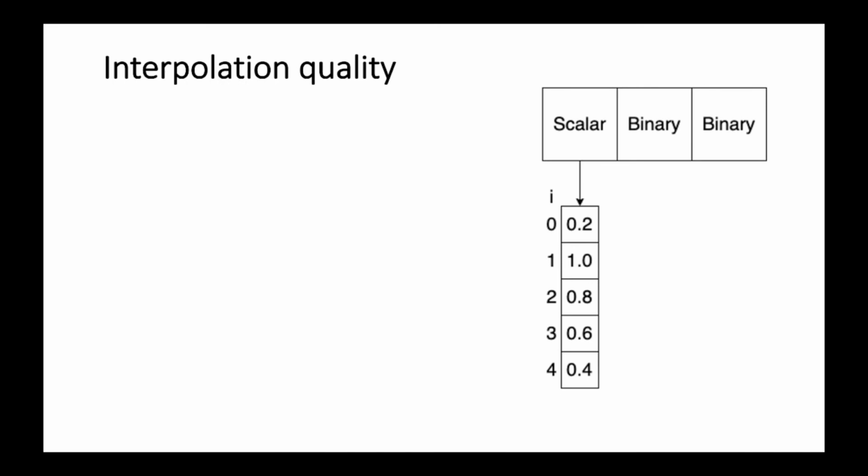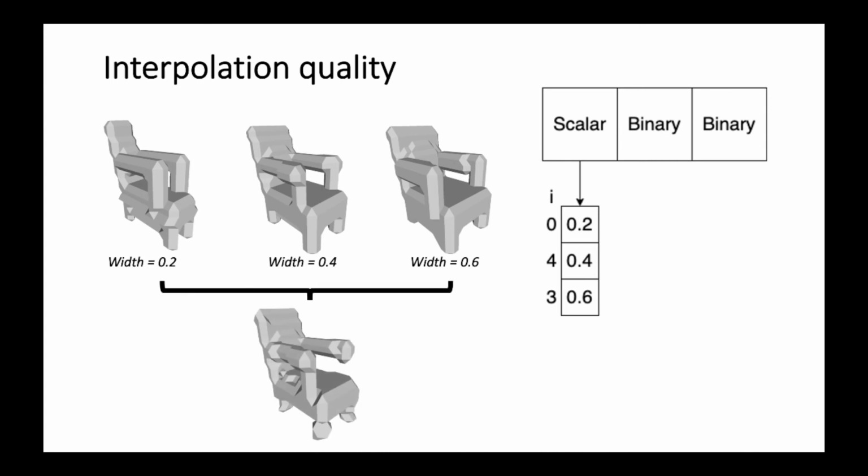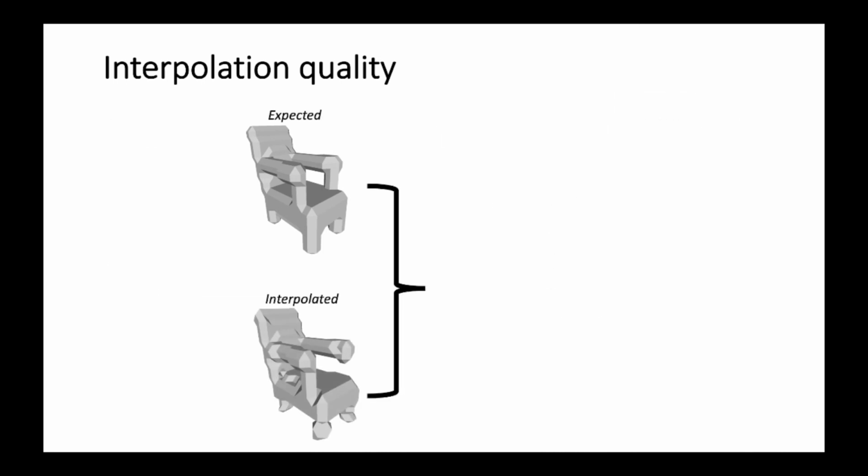To assess the interpolation quality, we compare the similarity of interpolated shapes to their expected ones. We first construct a set which contains an expected shape and its 2 closest neighbors, determined by scalar attributes in the parameters. We then interpolate between the 2 neighbors in the latent space and compute the Euclidean distance between the interpolated and expected reconstructions. For example, we expect a midpoint interpolation of neighbors with width 0.2 and 0.6 to be similar to the shape with width 0.4.